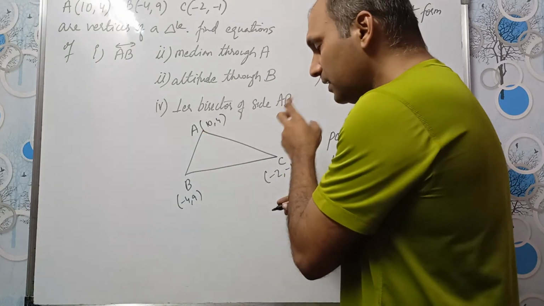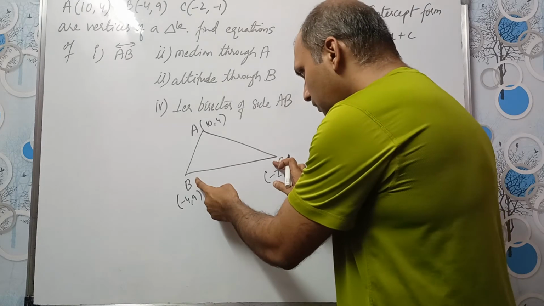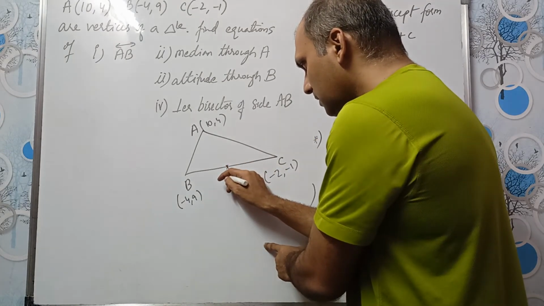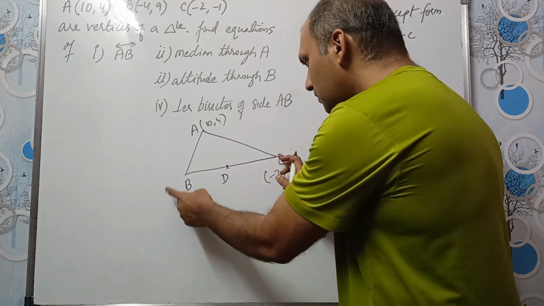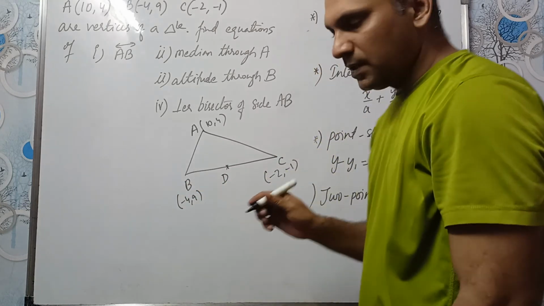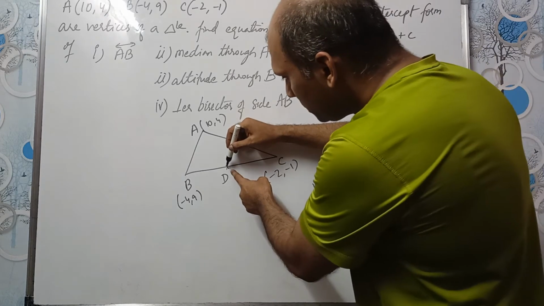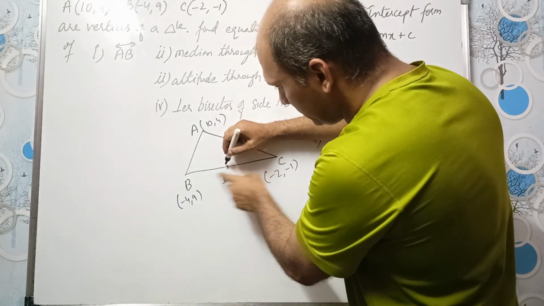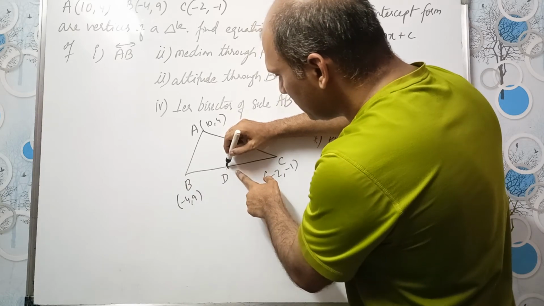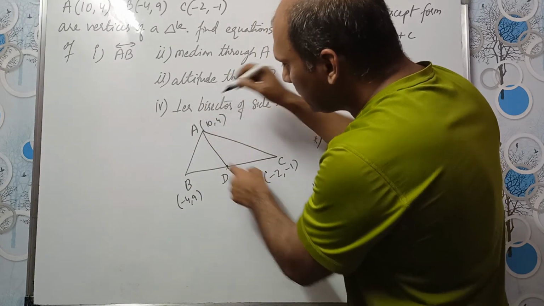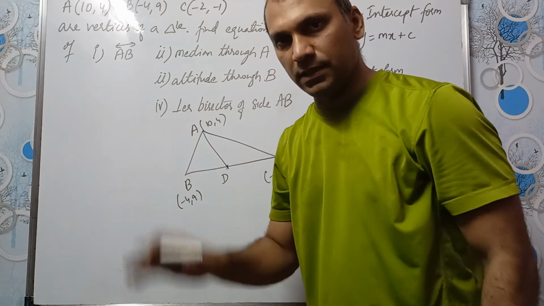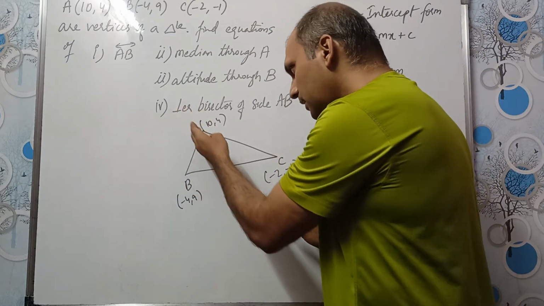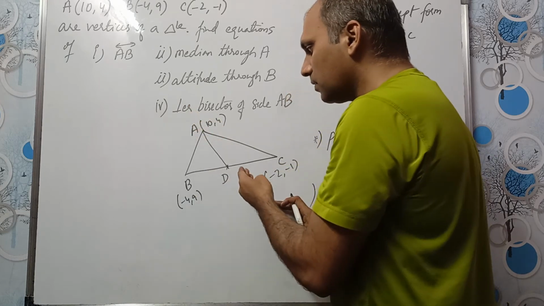Median through A means we need to find the midpoint of BC first. Let the midpoint be some D. We need to find the midpoint of BC. And if we join the midpoint of this side with the opposite vertex, that is, if we join D with A, this AD is called the median. So we need to find the equation of this AD now.